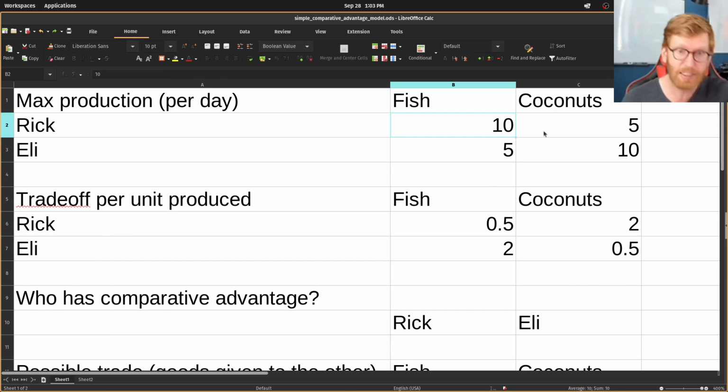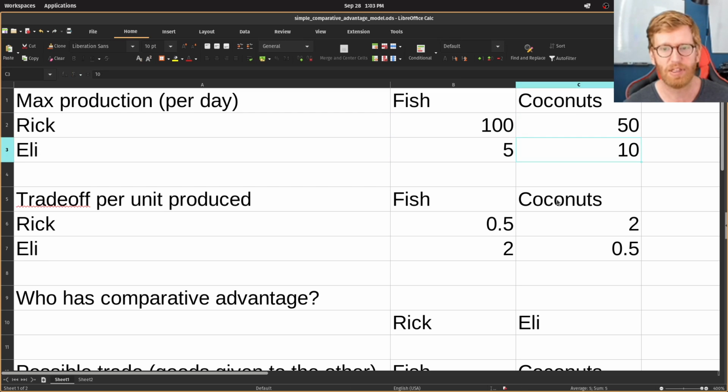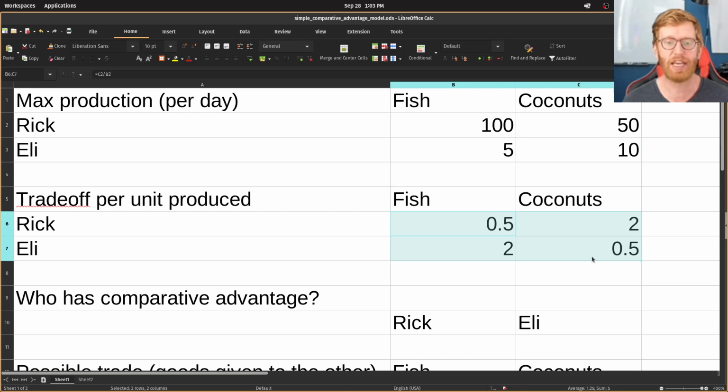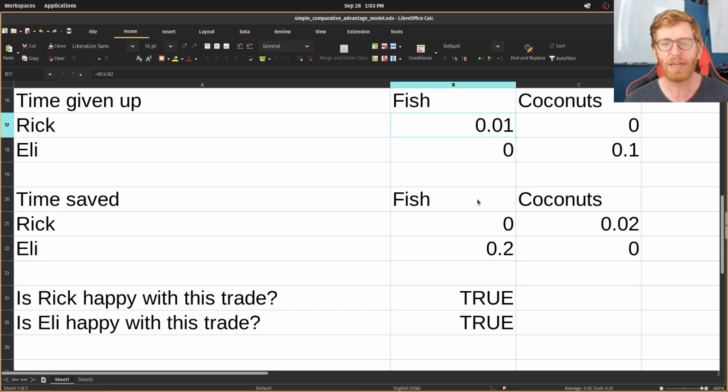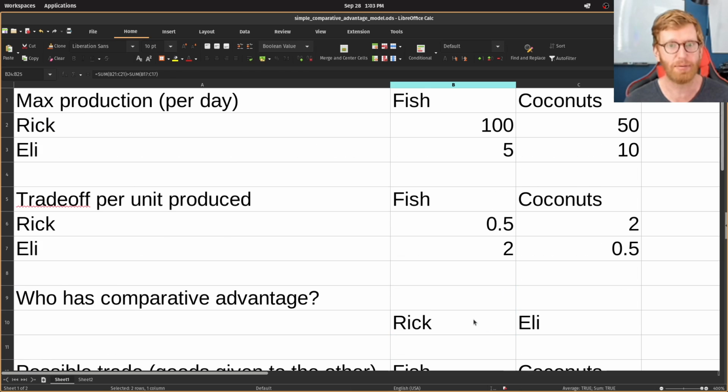So we can plug in different numbers for this. Let's make me super productive. In this case, I just multiplied by 10. My trade-offs are exactly the same. Our trade is going to work out exactly the same as before, except now I'm spending a very small percentage of my time, but it's the same ratio, right? So it's still a mutually beneficial trade.